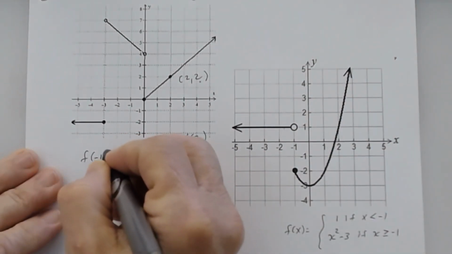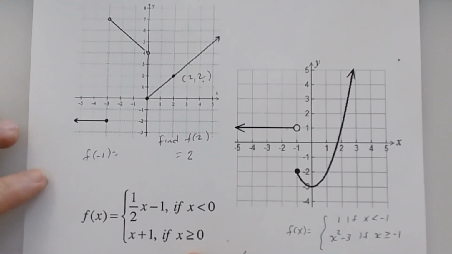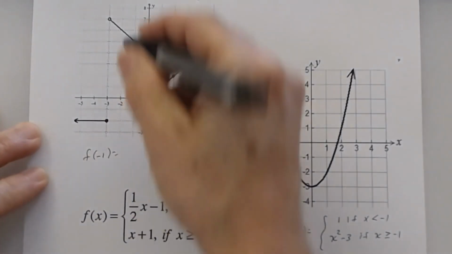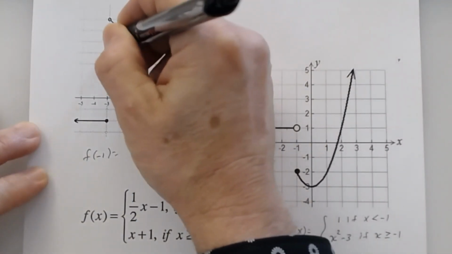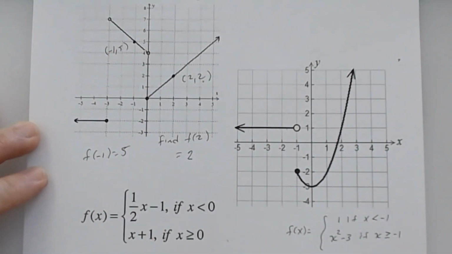All right, what if I ask you this? Find f of negative 1 using this graph. What's f of negative 1? You have it in front of you. You may not be able to read it up here. 5, though, right? That's this right here. Y'all agree? So f of negative 1 is 5.